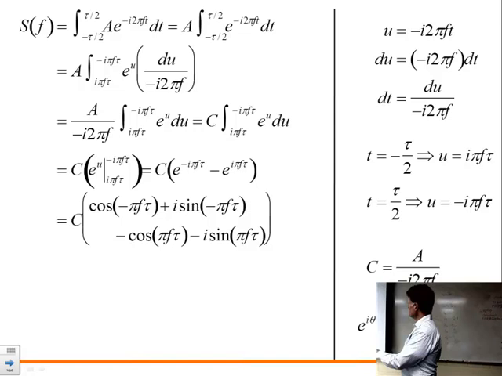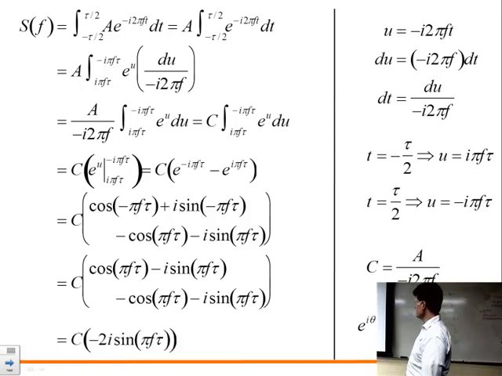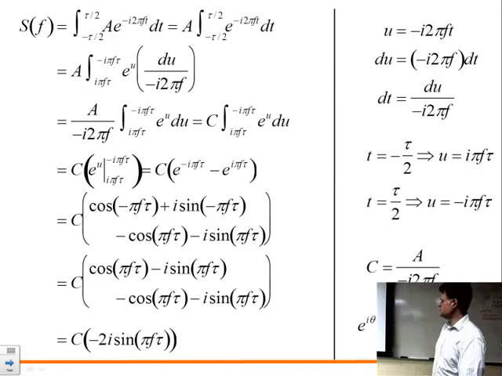Okay, and now I know that cosine of minus an angle is the same as cosine of the angle, and sine of minus an angle is negative sine of the angle. So that changes, and I'm left with that. And now the cosines cancel out, and the sine terms are now equal, so I can just add them, and it's the same as multiplying by 2. So I get that. Questions? Looks good.